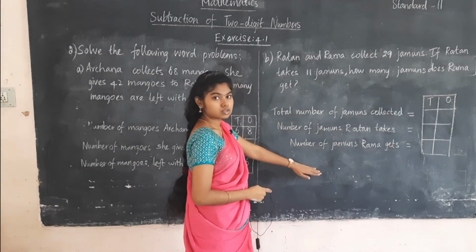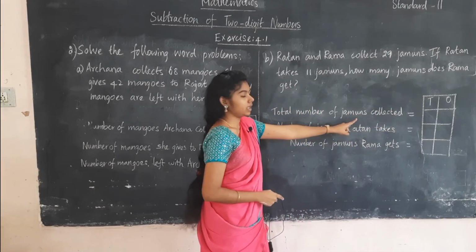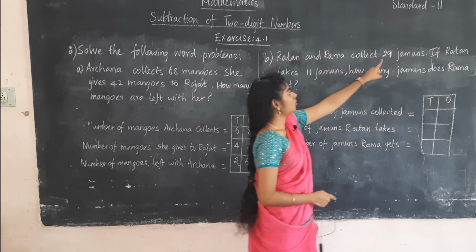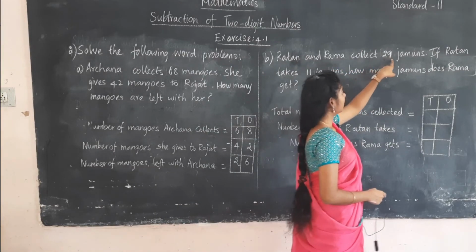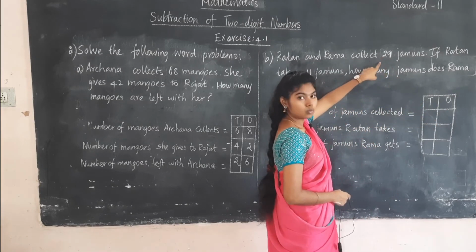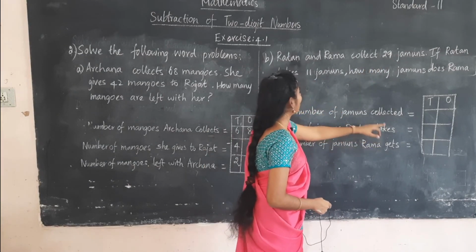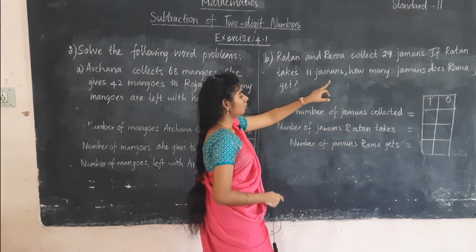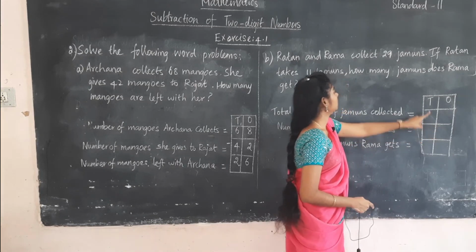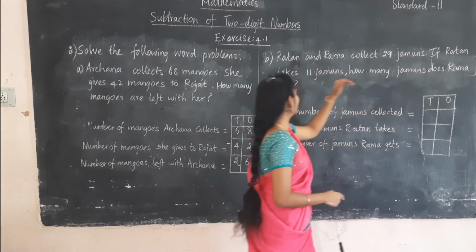You are going to do this as your homework. First you have to fill in the jamuns that both of them have collected, that is the total number of jamuns collected by Ratan and Rama. It is 29. Write that number in the places given, 9 in the ones place and 2 in the tens place. Then the number of jamuns Ratan takes is 11, so write 1 in the ones place and another 1 in the tens place. And what they have asked is how many jamuns Rama gets.